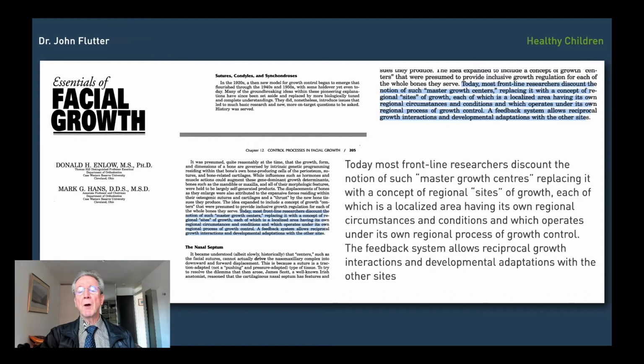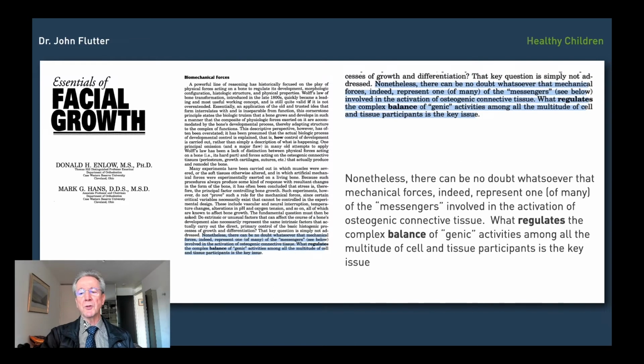So when we're talking about whether it's genetic or biomechanical forces, which is another theory about craniofacial growth, what most frontline researchers discount is the notion of a master growth center, the idea that there is one center that's controlling growth and development. Rather, they're looking at there being regional areas, and each region has got local feedback mechanisms to control the growth and development of that particular part of the body, which is why, however misshapen the maxilla might be, it always will exactly match the surrounding bones. They all grow and develop to match themselves.